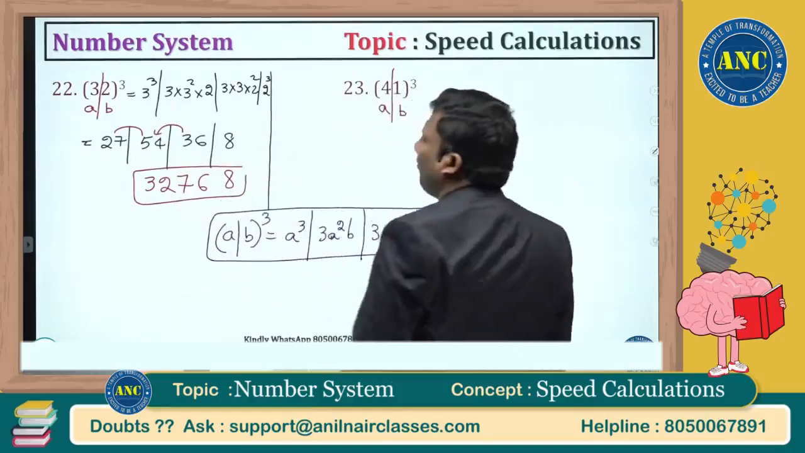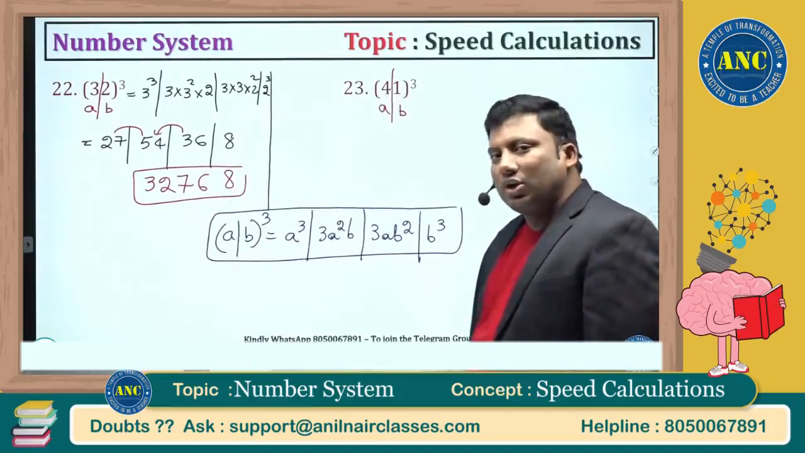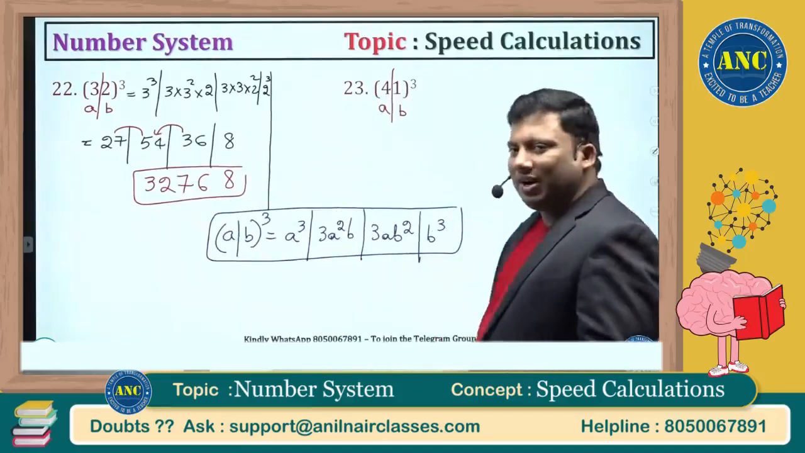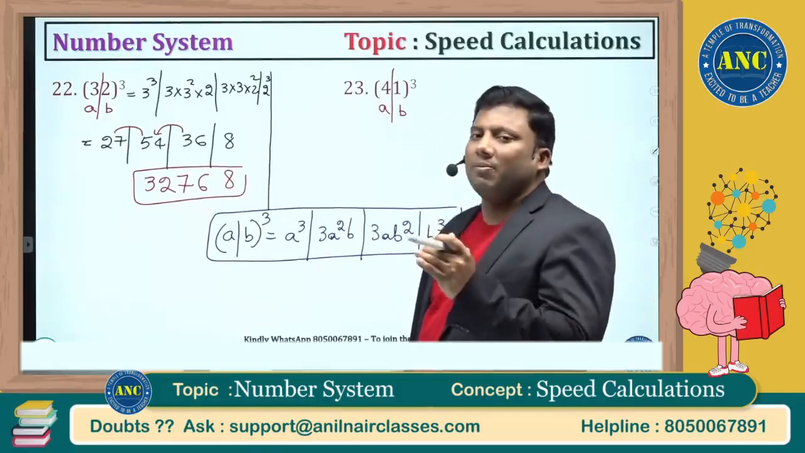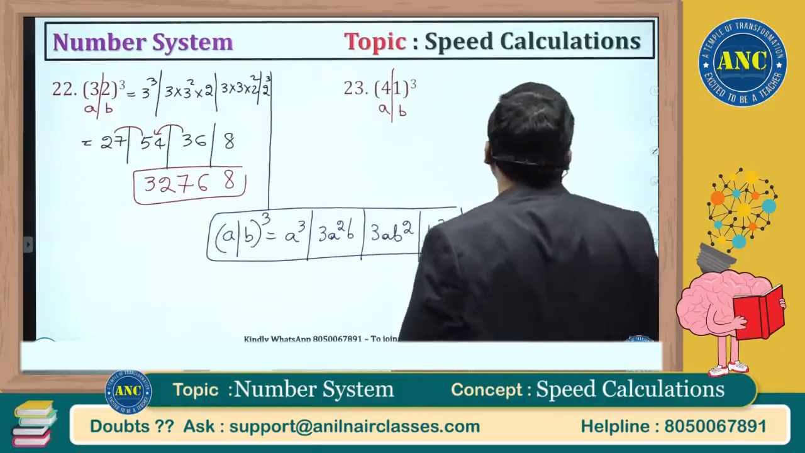This is how one finds the cube of a number. (a + b) whole cube is a cube, 3a square b, 3ab square and b cube. Very, very easy approach. What if the number of digits becomes from 2 digits to 3 digits? That we will discuss in the next slide.